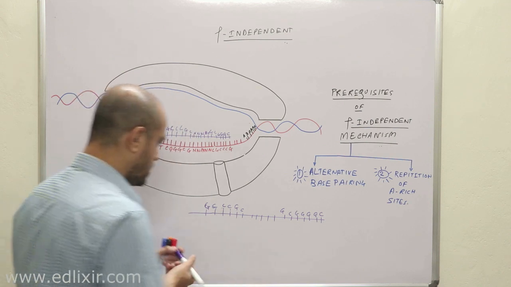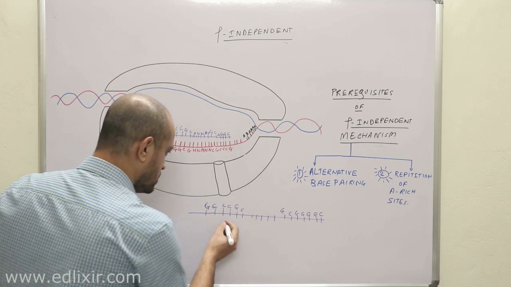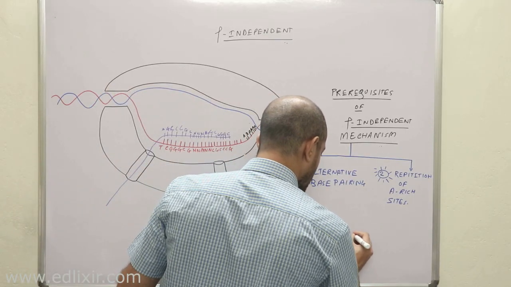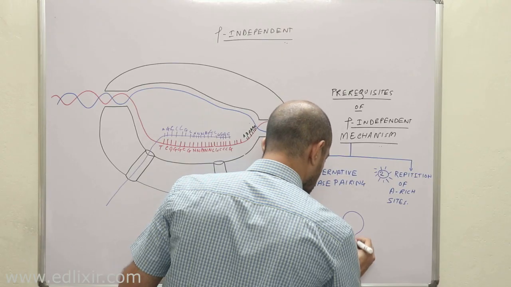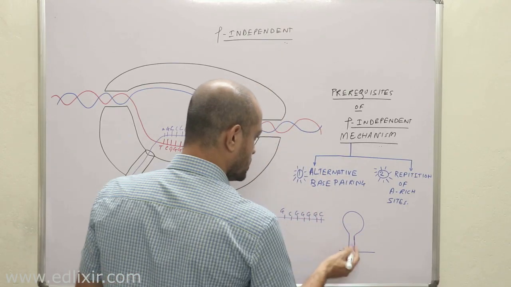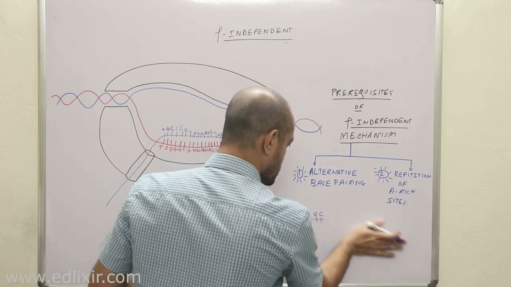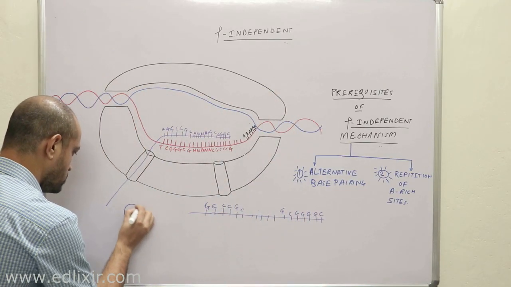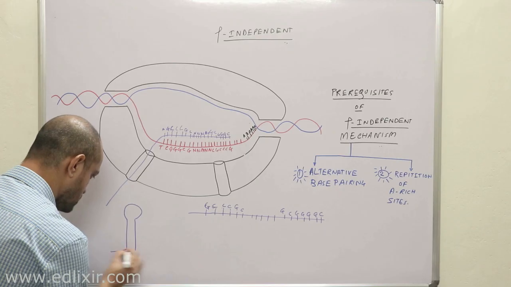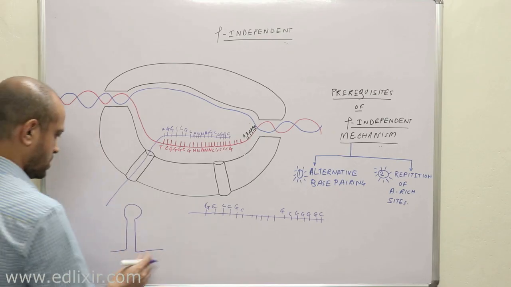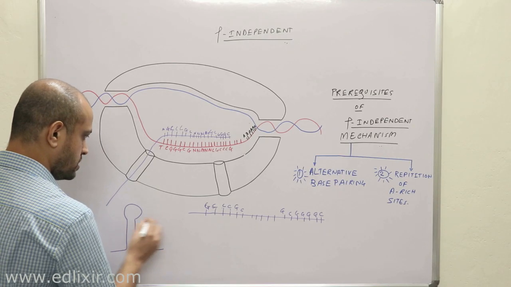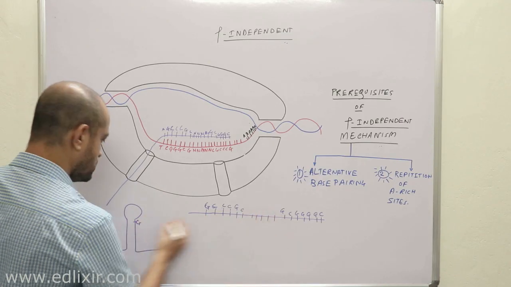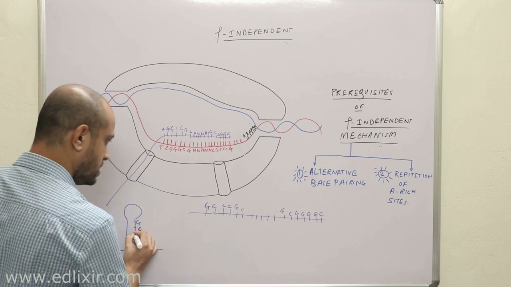Now listen. What will happen is this: this whole thing will be converted into a loop-like structure. You know why this loop is occurring? You need to understand this. This loop is occurring because, suppose this is your mRNA. Now there is what? G, then C, right?